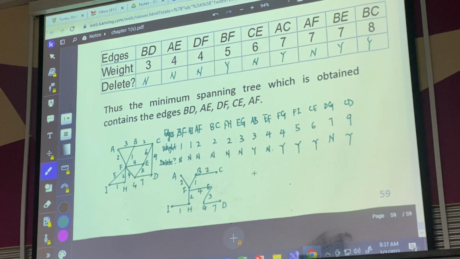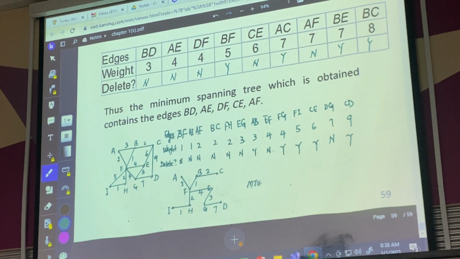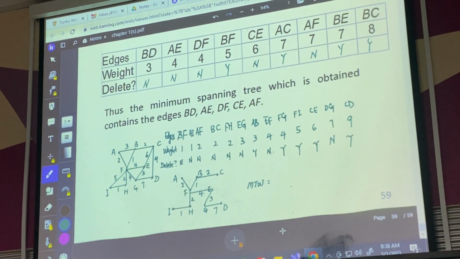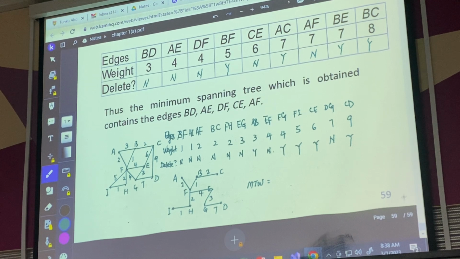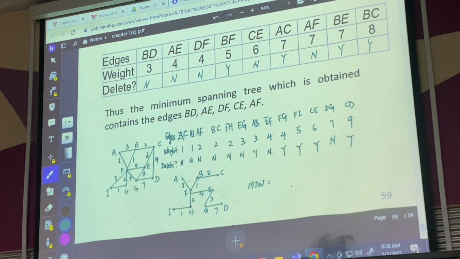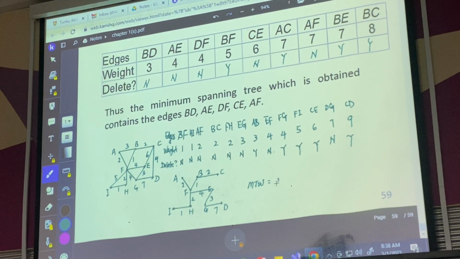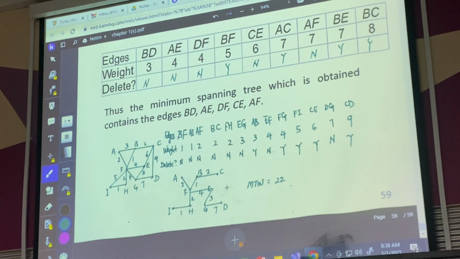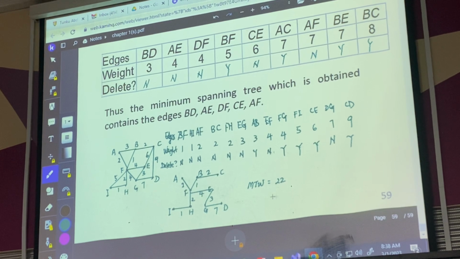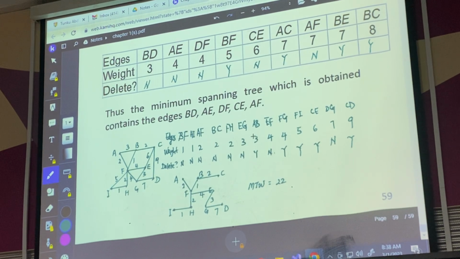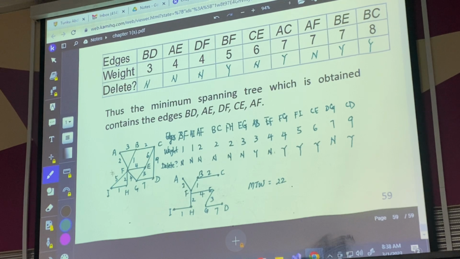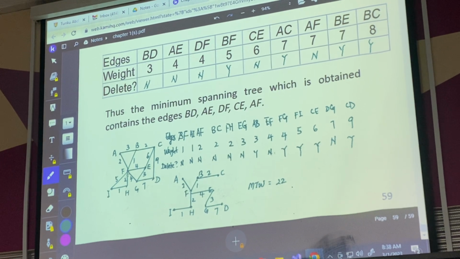So what is the minimum total weight? What is the minimum total weight? 22. Okay, you should get the same answer also. Even your diagram here is different. If you still get 22, then correct. Okay, because that is of the alternative edges.